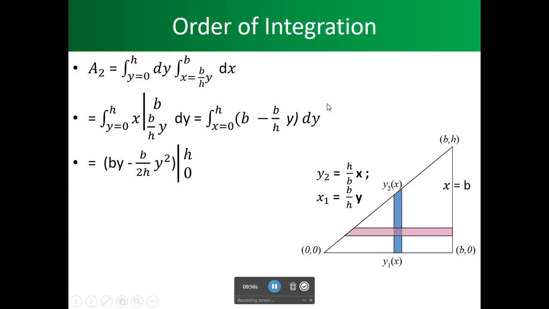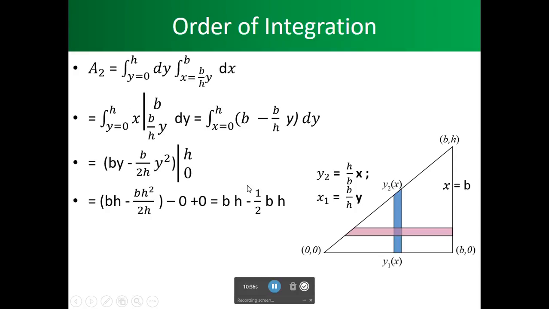Okay, now we're going to integrate in reference to dy, okay, the y component. So the integration of b is going to be by. The integration of b over h is going to be y squared and 1/2. So now we're going to plug in for these limits. If we plug in at h, we get bh minus bh squared divided by 2h, and the rest of this goes to 0.